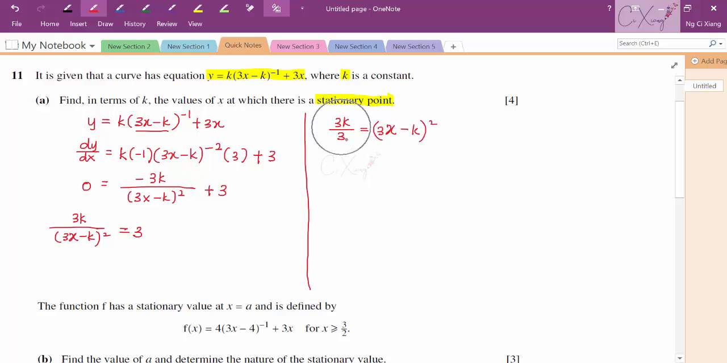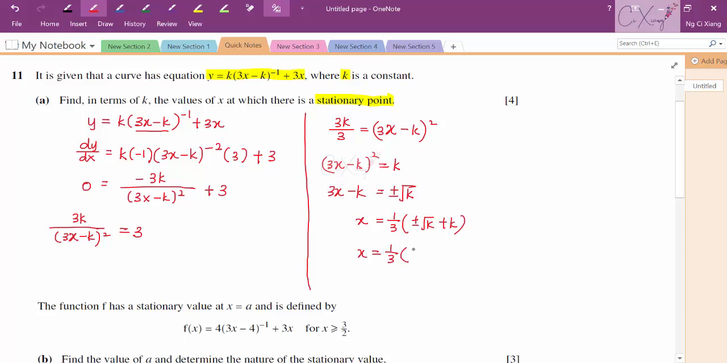Okay, simplify the left-hand side, and I will have 3x minus k squared, which equals k. Okay, so take the square root. When I take the square root, I need to consider both values, plus minus square root k. And then if I want to get the value of x, I will have 1 over 3 times plus minus square root k plus k.